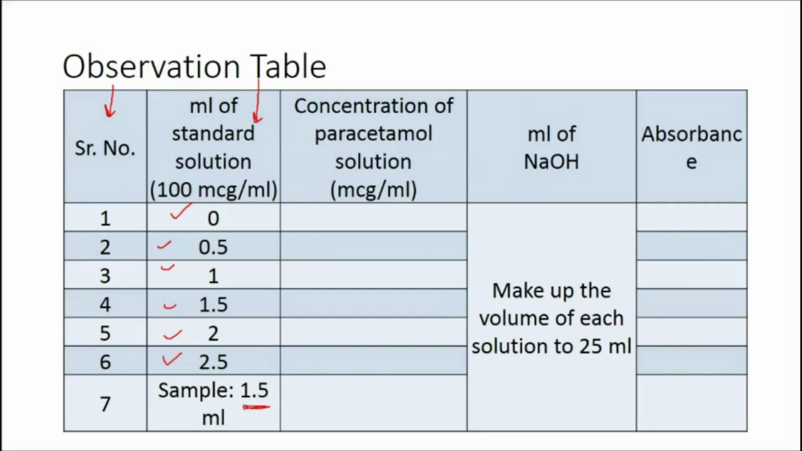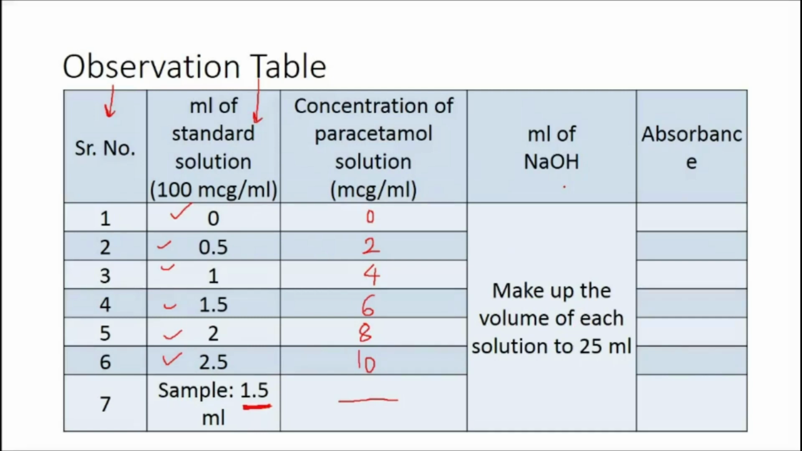And sample 1.5 ml you are going to take. Please remember this quantity. The quantity of 1.5 we are going to refer it in the calculations. So you are taking sample 1.5 ml. Okay, the concentration you have already calculated. When we are not taking paracetamol, the concentration is obviously 0 microgram per ml. Then concentrations will be 2, and in sample you put a dash. हमको यही तो find out करना है. That is the purpose of the experiment.